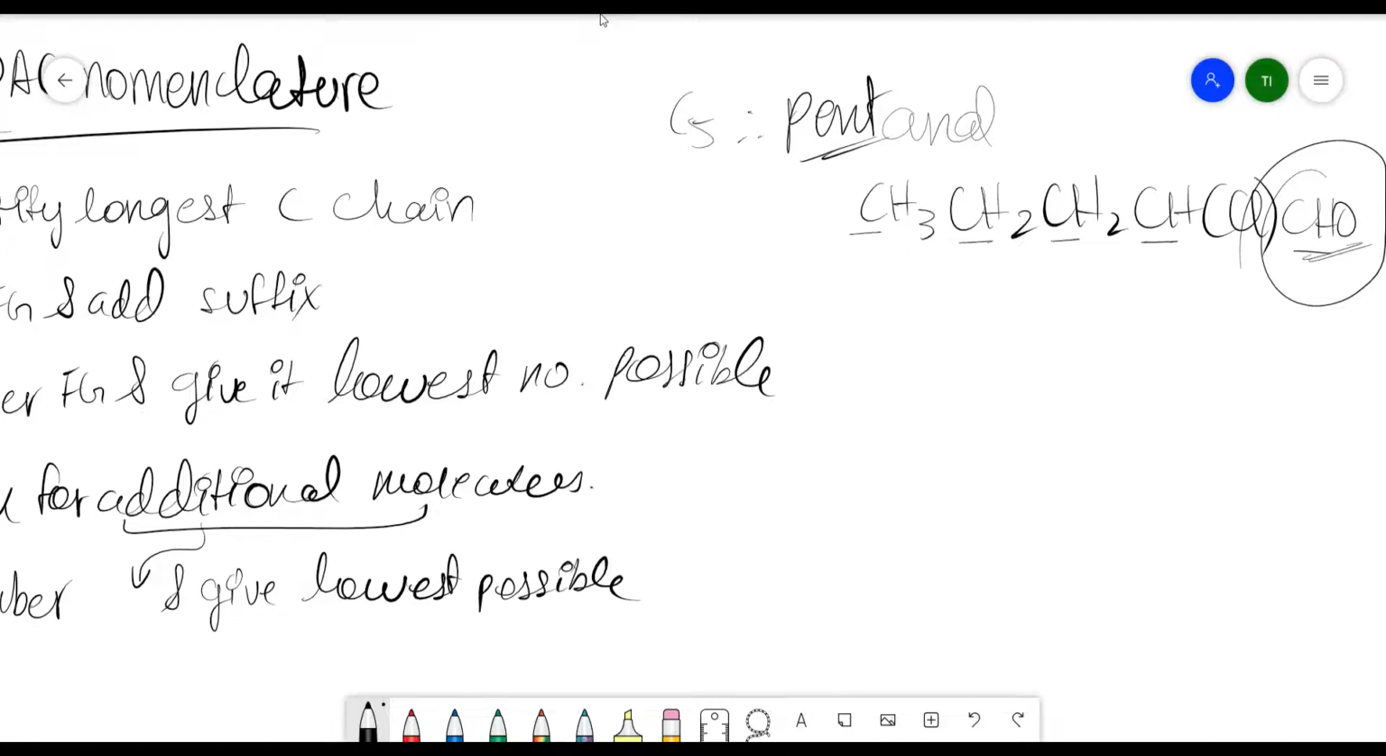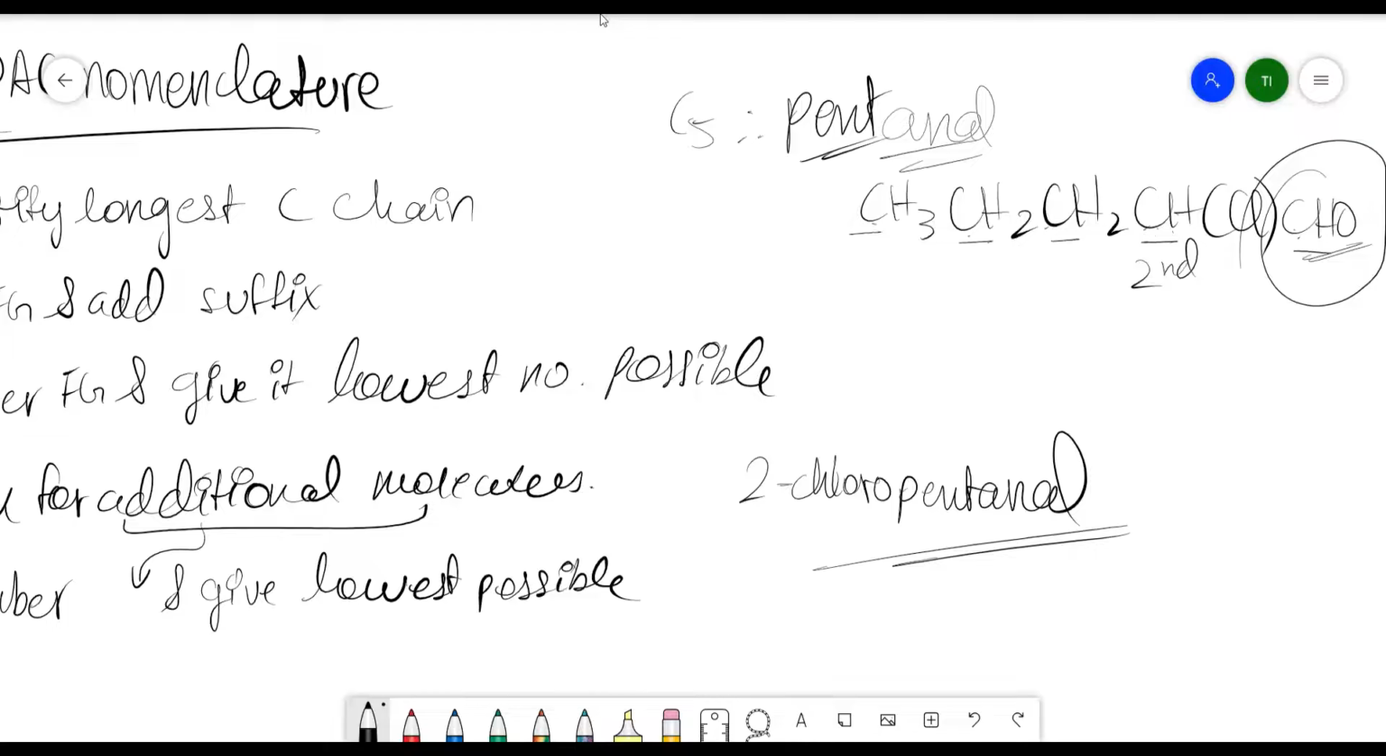And then look for additional compounds. Regarding carboxylic acids and aldehydes, they're always at the end, so we don't really need to number them. So pentanal, and Cl is either at the fourth position, or the second position. According to the rule, which would you give it? You'd give it the second position, because you give it the lowest number possible. So when you put this all together, you have 2-chloropentanal.